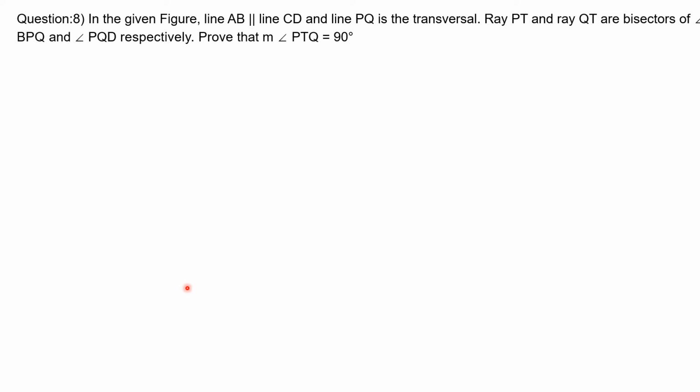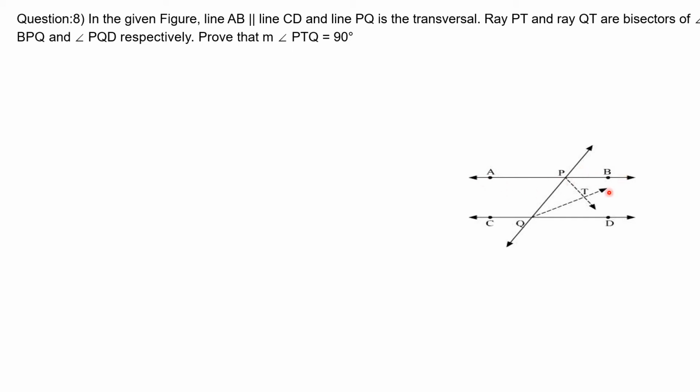Now we start question number 8. In the given figure, line AB is parallel to line CD. Line PQ is the transversal. Ray PT and ray QT are the bisectors of angle BPQ and angle PQD respectively. So prove that the measure of angle PTQ is equal to 90.